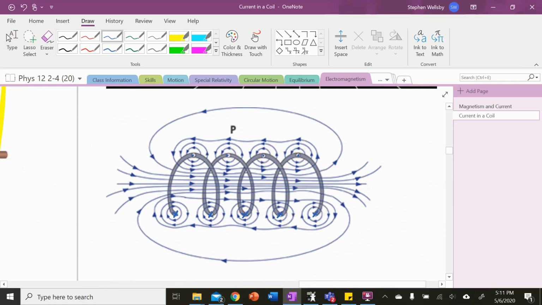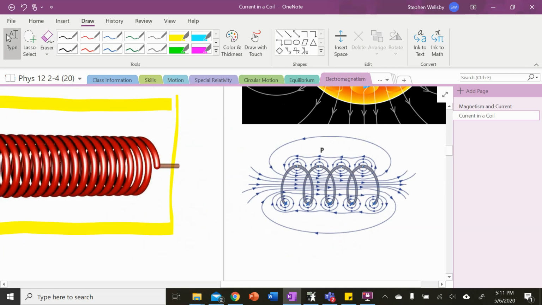And we can see overall, if we take a look at the shape of this magnetic field, you might notice there's a slight difference between the outside and the inside of the solenoid in terms of the overall shape and kind of consistency of the magnetic field. So I want you to think about that.